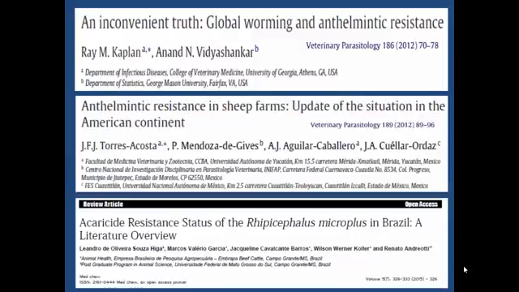Briefly, some titles in scientific papers. You will find many papers that examine the problem of resistance, which is now reported worldwide for almost every type of parasite of economic importance. Looking at some of the titles: the first is "An Inconvenient Truth, Global Warming and Anthelmintic Resistance." The second is an update of the situation of anthelmintic resistance in Latin and South America. And the third is a review of the situation with the cattle tick, Rhipicephalus microplus, in Brazil.